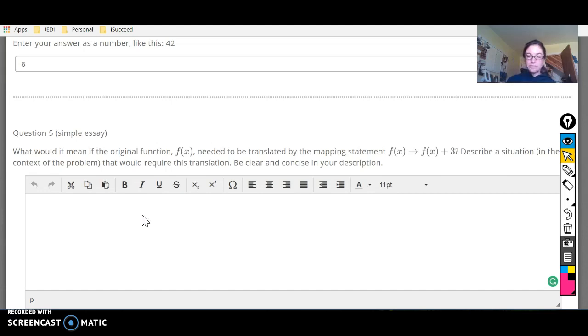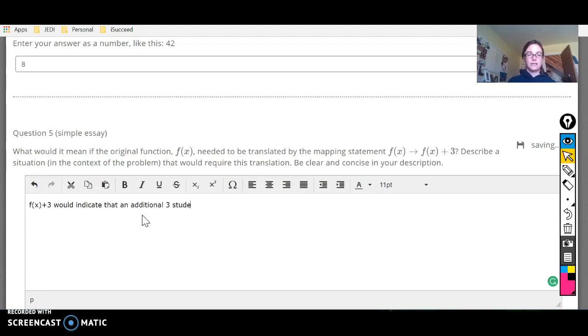So plus 3 would, actually I'm going to write it like this, f of x plus 3 would indicate that an additional 3 students stayed home with the flu. Okay? Oops, not flea, flu.